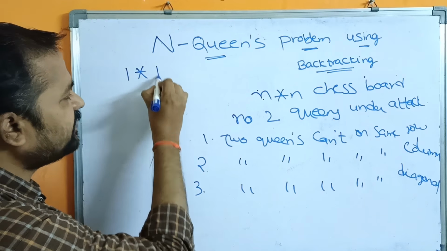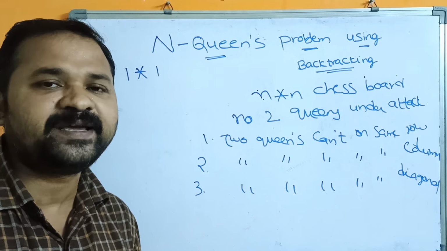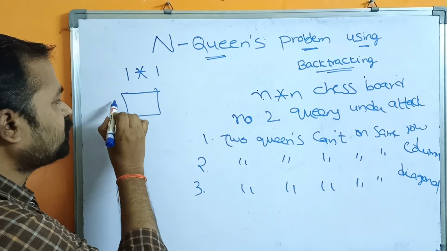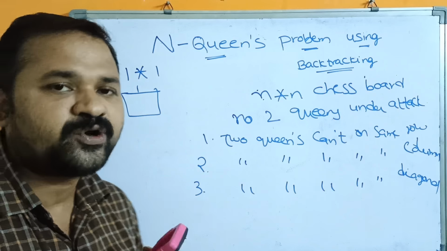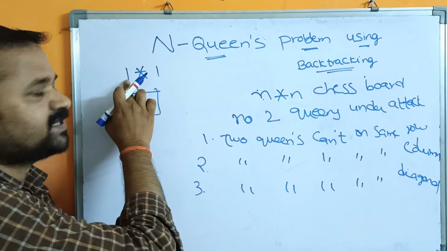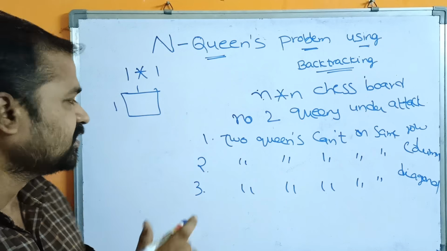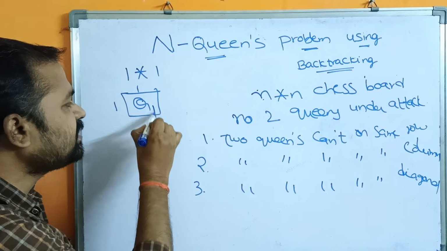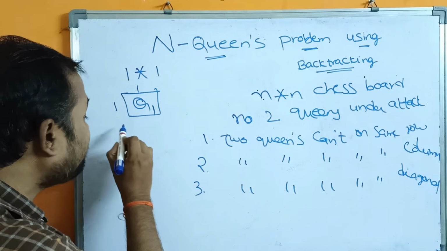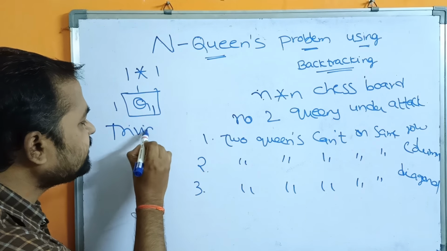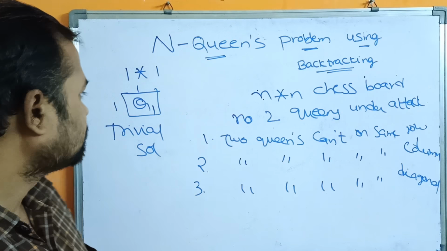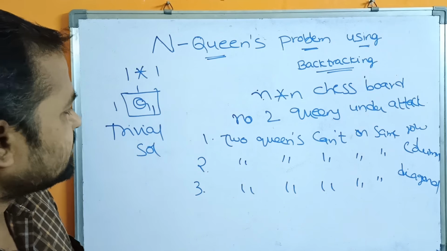A 1 by 1 chessboard means we have only one row and only one column. Here we have to place n queens, and the size of n is 1. So we can directly place the queen on that row and column. This is called a trivial solution, which means this is the only solution that we will get. In this way we can solve the 1 by 1 chessboard problem.